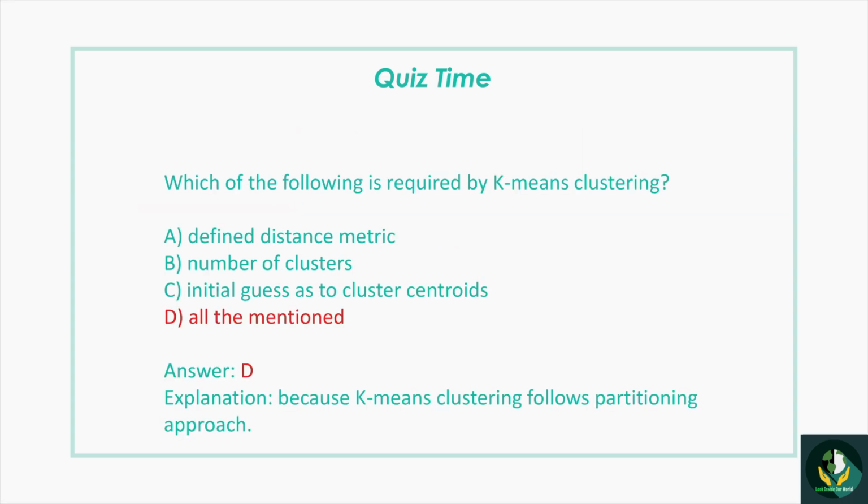All of the above, because k-means clustering follows the partitioning approach. By partitioning approach, it is meant that k-means uses all the steps to categorize related data points to a cluster. To do this, it uses options A, B, and C.